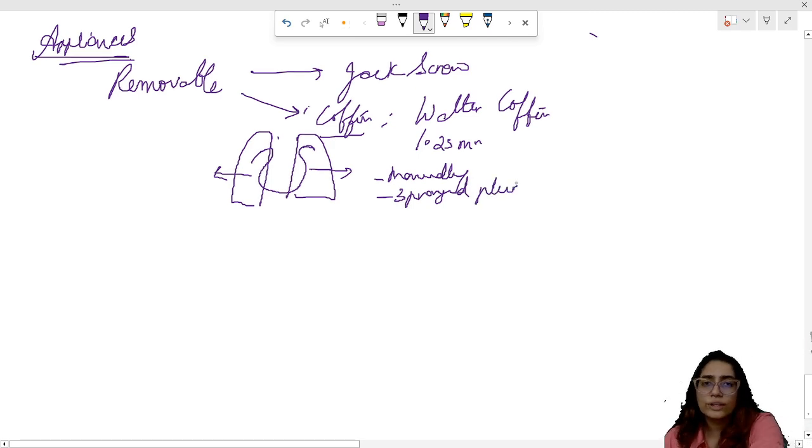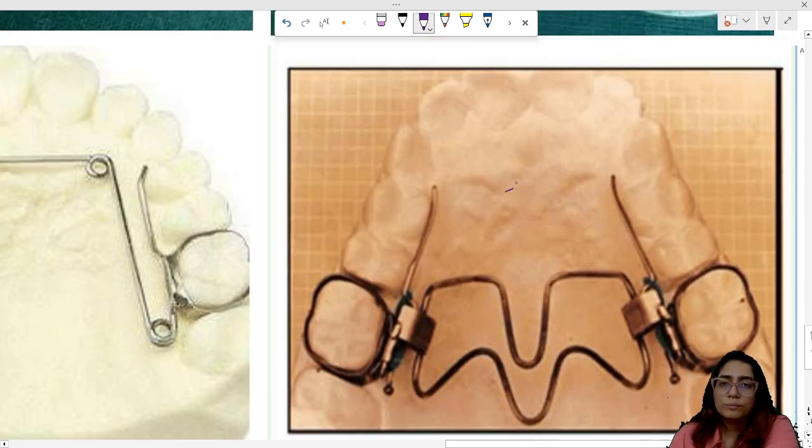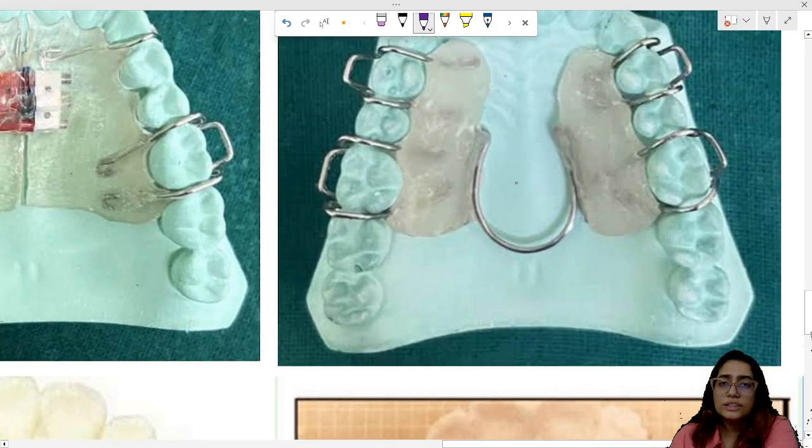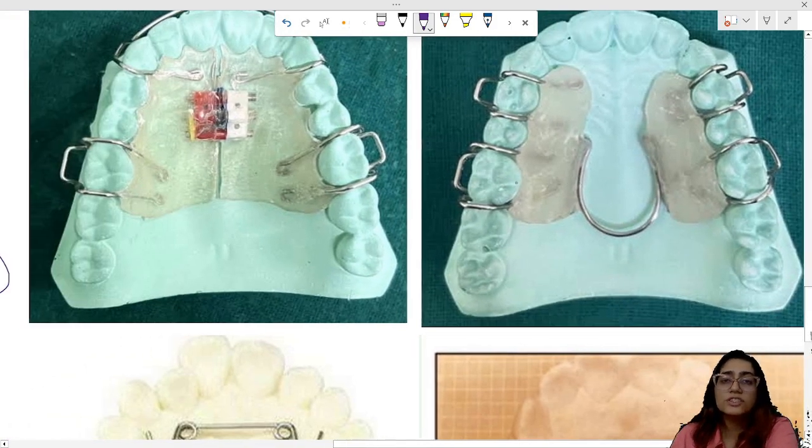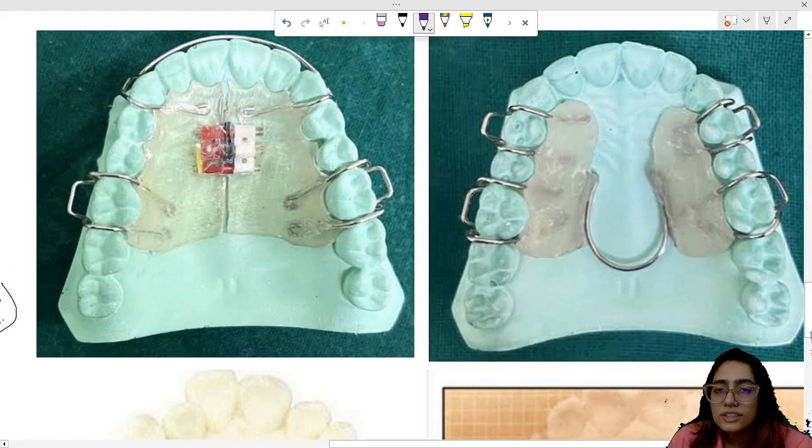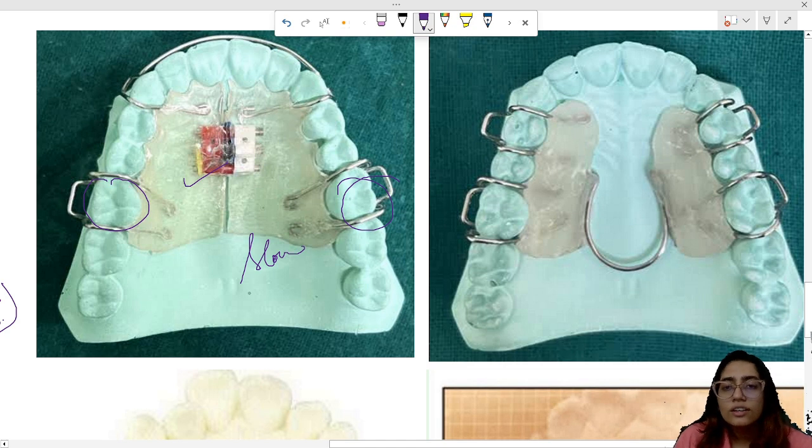Right, so let us have a look at the appliances in the gallery. So these are the two appliances, two removable appliances which can be used. So as you can see, there is a jack screw in the middle. It has clasps for retention. This is a removable appliance which is used for slow expansion. This has a jack screw in middle.